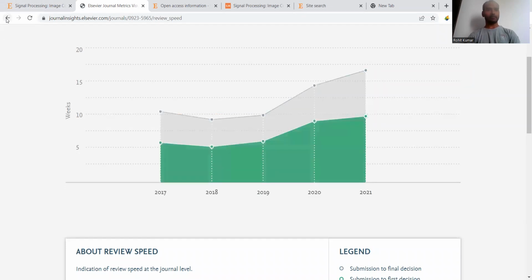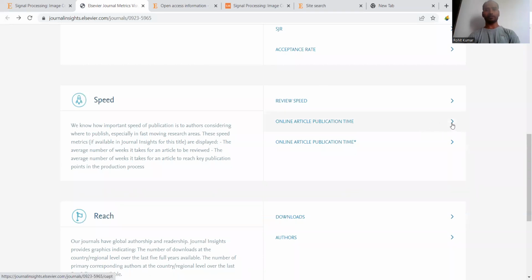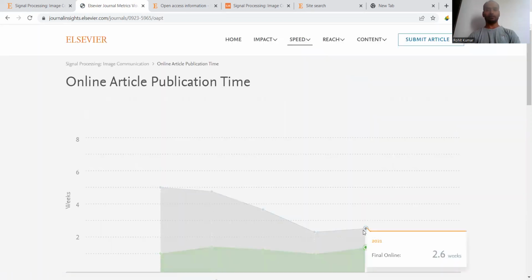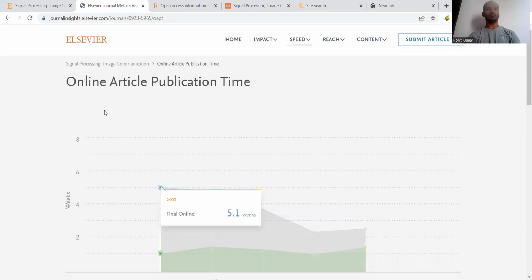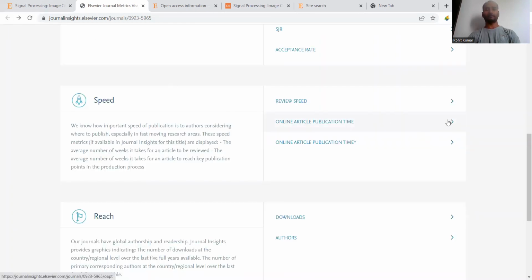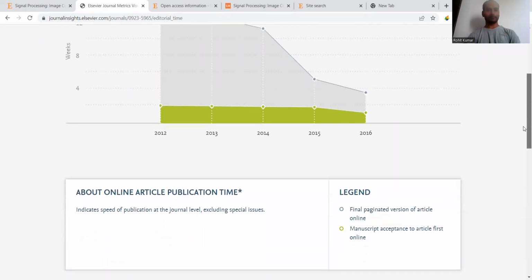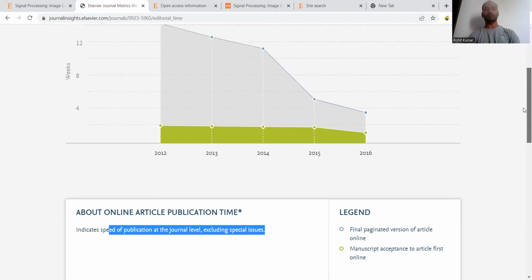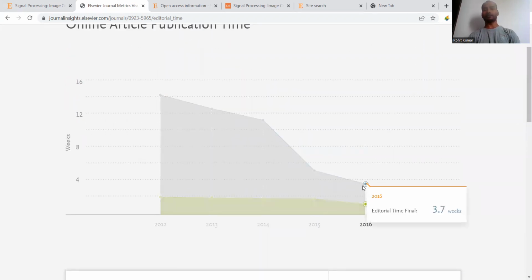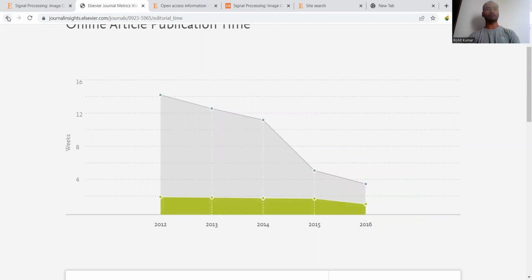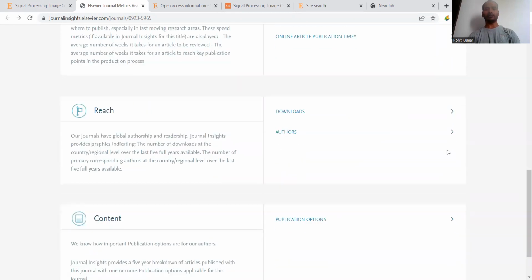Then coming back, your online article publication time again is going to depend on the review speed. So let's see it again. Here you can see the 2.66 after acceptance, article publication might take almost 1 month. Okay, means 3 weeks, not 1 month, but okay. Article publication time star means it is related to article publishing time only. It indicates the speed of publication at the journal level, excluding special issues. So here you can see that editorial turn final is 3.7 weeks. Again, 1 month time.